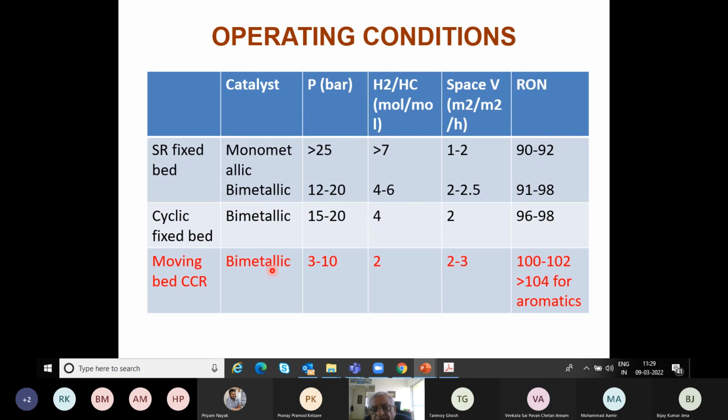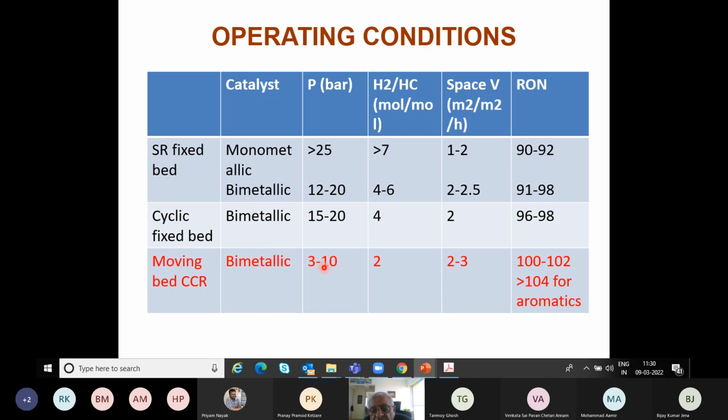from the top to the bottom. If you make it extrudate, the extrudate will not be able to move because they are like a long noodle type of structure. So we need spherical balls so that the movement is easy. And the pressure is very low, you can see.